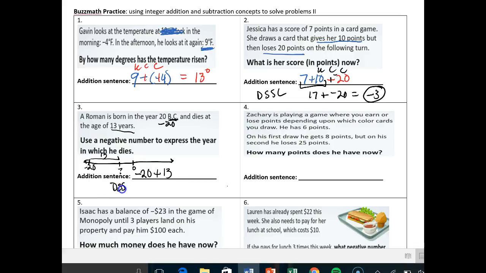So this is a DSSL problem. He dies in what year? He dies in year -7 BC. So BC, I don't know if BuzzMath actually has to put down BC.